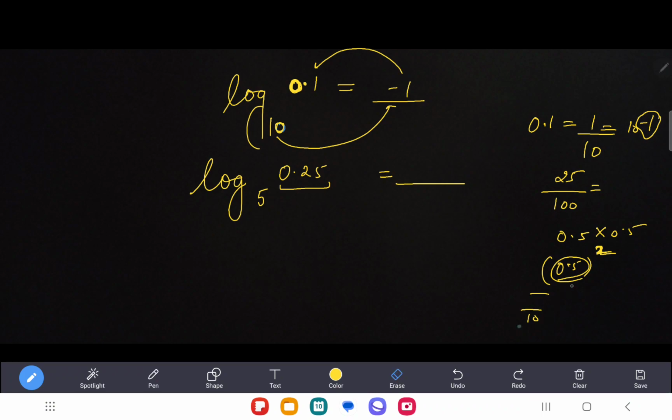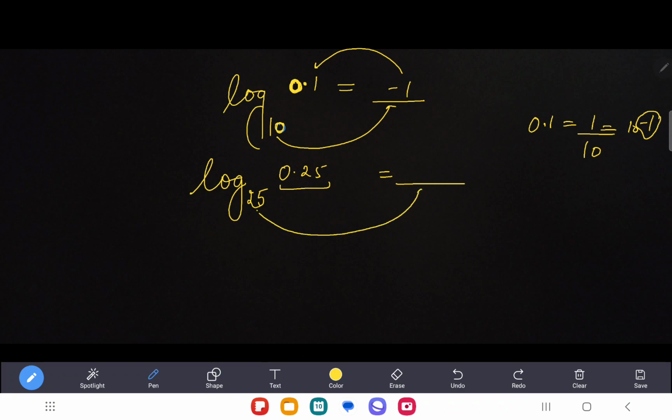I think I have given a wrong question to you. How should I give it to you? Yeah, I should have changed the base. Now you tell me the answer. Now what sense does it make to you? Tell me. 25 raised to power what power should give you 0.25? 25 raised to power x should give me 0.25, isn't it?